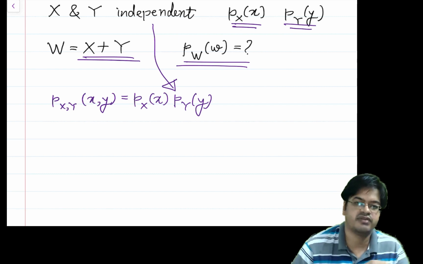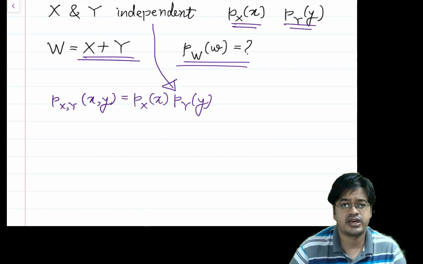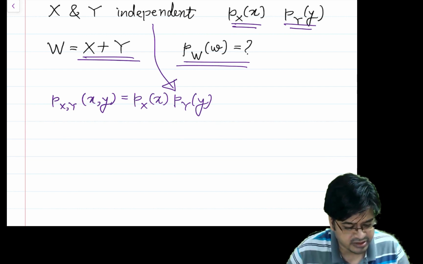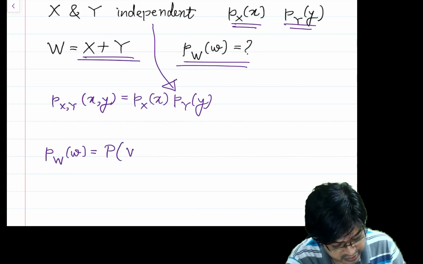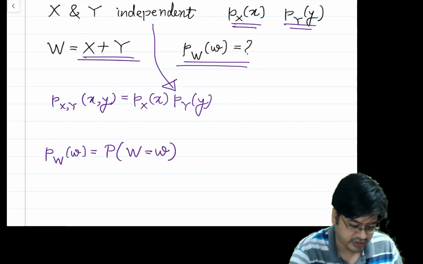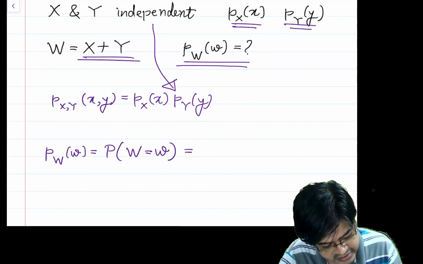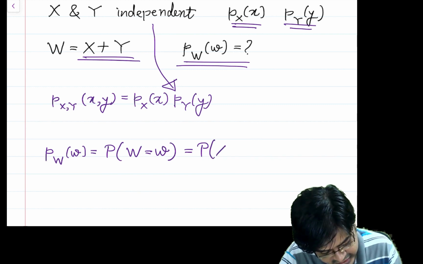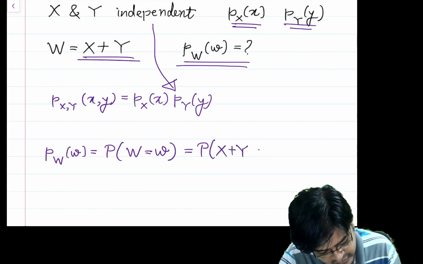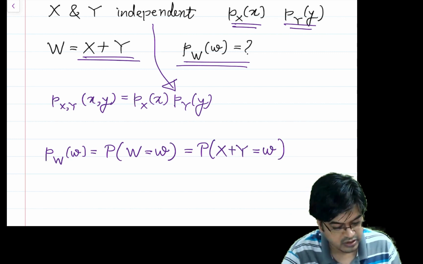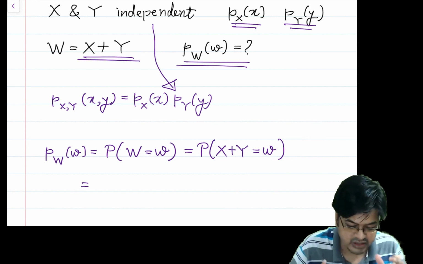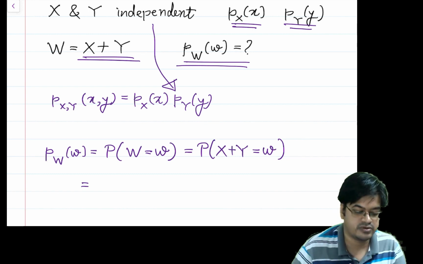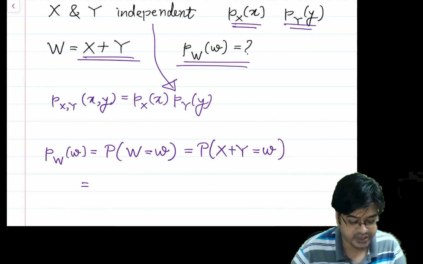Now, when we are dealing with discrete random variables, we need not consider CDF. We can work with the simple probability mass function. So let us ask P_W(w), that is, the probability of W equal to w, is what? You can replace this W, as a standard convention, as X plus Y equal to w. Now I want somehow the joint PMF to play some role. So how will the joint PMF play the role?